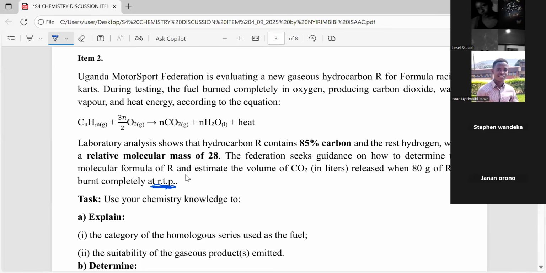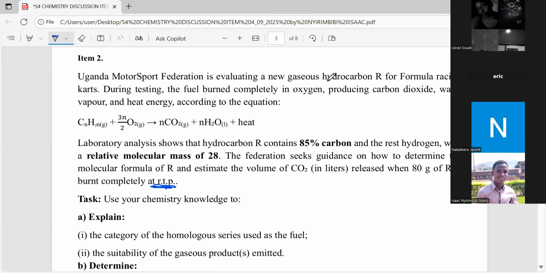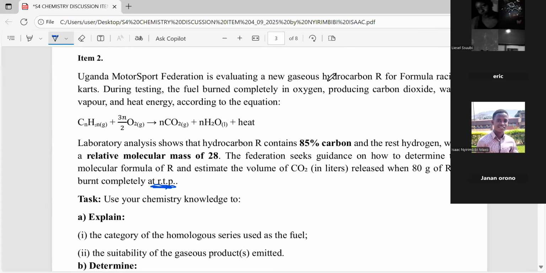Now I want someone very fast. The category of homologous series used as the fuel. By show of hands, Subi. Yes, Subi. Let's be faster. We are just borrowing a few minutes to complete this number. Then I'll leave you with 2 numbers for practice.